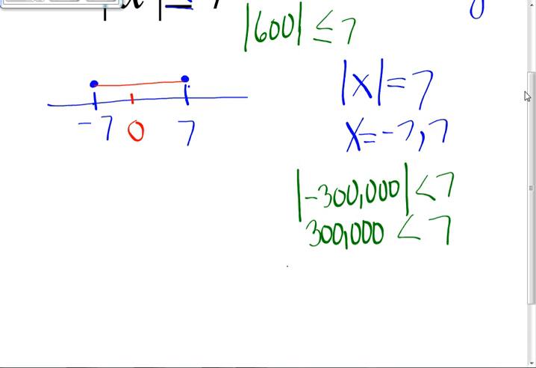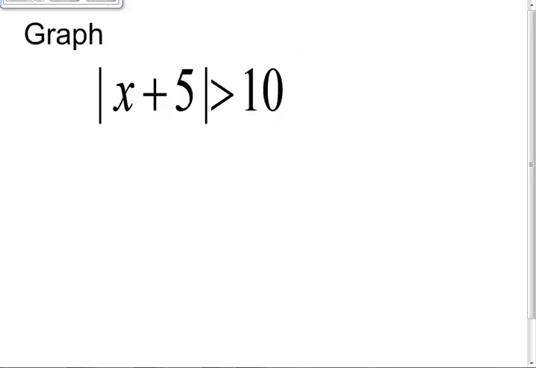I want all numbers, call them x, between 7 and negative 7. So it sits in an inequality like this. This is a picture. That's how you write it without the absolute value. Let's try another one.